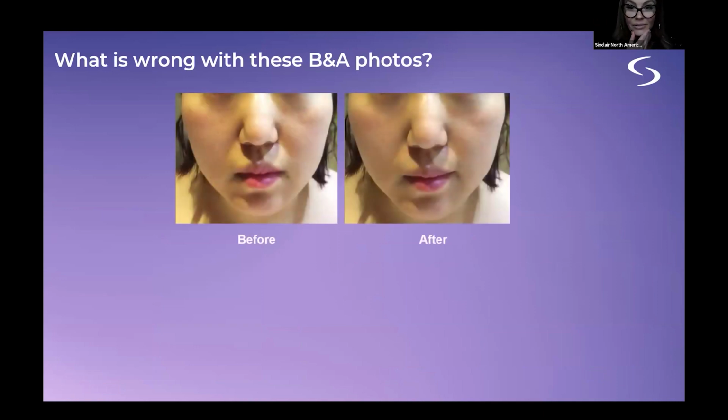This one kind of makes me laugh. Was there a result? I have no idea. They said yes, they did a treatment, but what was it? What's the difference? The shadows, the angle, they're standing above her.